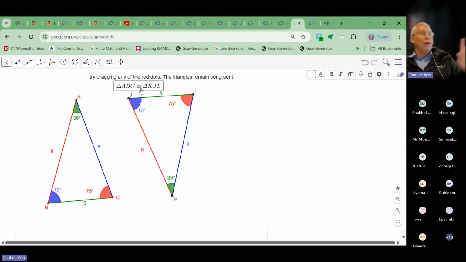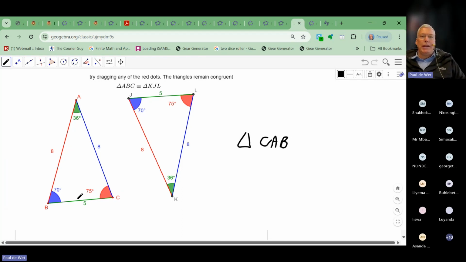When I list them, the order in which I list them is really important. Listen carefully: triangle C-A-B, what will it be congruent to? If I go C-A-B, I must start at L. Guys, look, I started at C. C is the red angle. So I must start at L. And then I went to the green angle, so I must go to J. K. And then J.